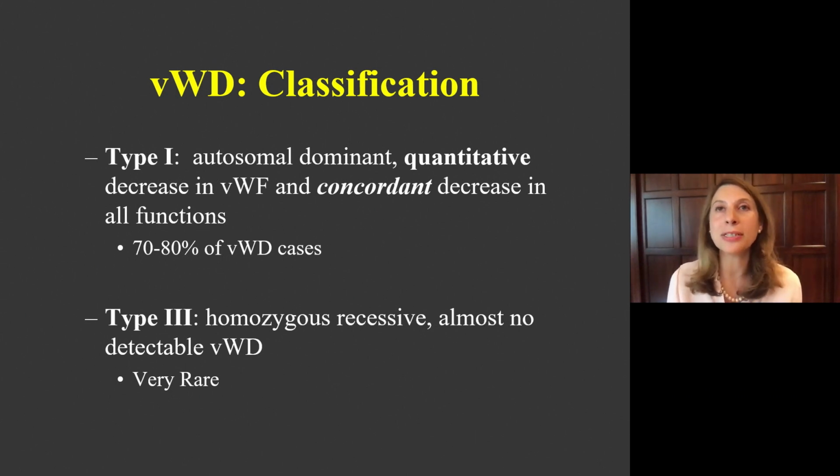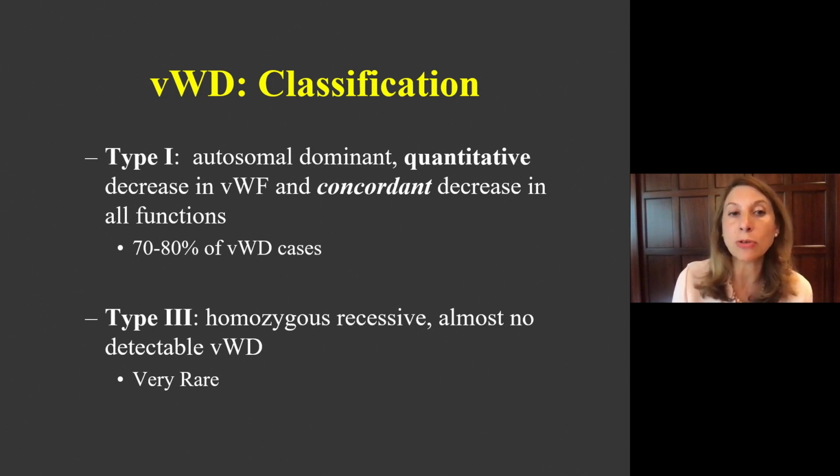Classification of von Willebrand disease can often be confusing. You have two different extremes. Type 1, which actually is the most common. It is autosomal dominant, and it's a quantitative decrease in von Willebrand factor with a concordant decrease in functionality. And this occurs in 70 to 80% of von Willebrand cases. Type 3 is homozygous recessive, and it's almost no detectable von Willebrand factor. So as you can see, these levels would be at two different extremes, and type 3 is actually very rare.